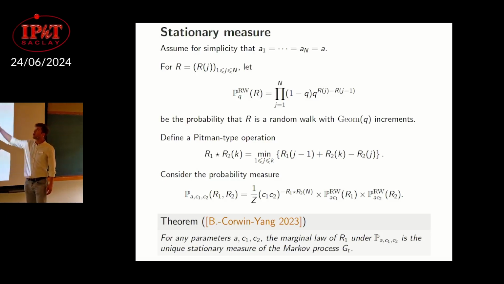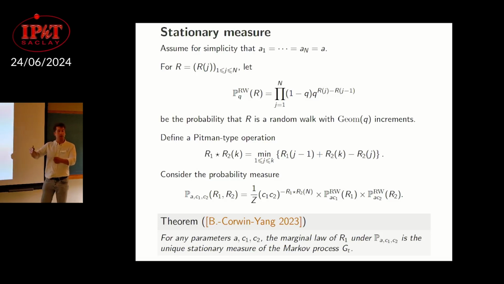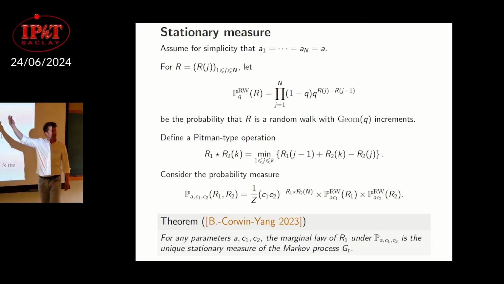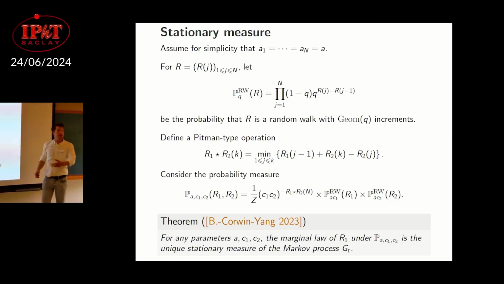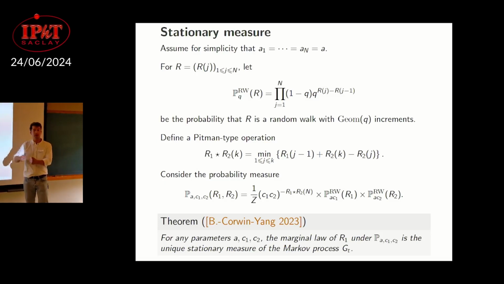Here R will denote the points of a discrete random walk, R of J for J between 1 and N. And I denote by P index q the probability that R is a random walk where each increment, R of J minus R of J minus 1, is distributed as a geometric variable, and all of them are independent. So that's the geometric random walk. And once I have this notation, I define a certain operation.